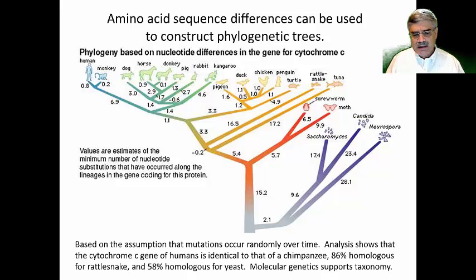Now, analysis shows that the cytochrome C gene for humans is actually identical to that for the chimpanzee and very similar to that for the monkey. It's 86% homologous with the rattlesnake and 50% homologous with yeast. So the more homologous, the more similar the species are, and the less homologous the amino acid sequence for cytochrome C, the more divergent these species are.